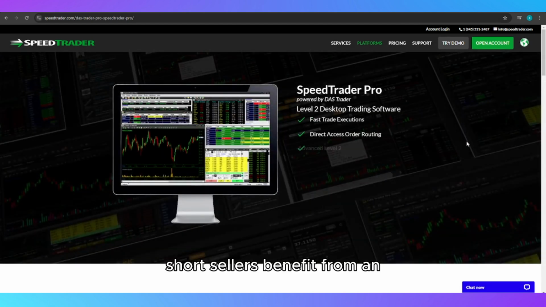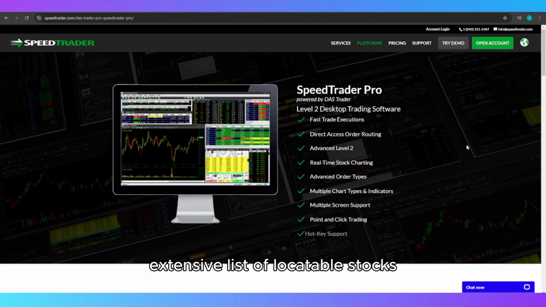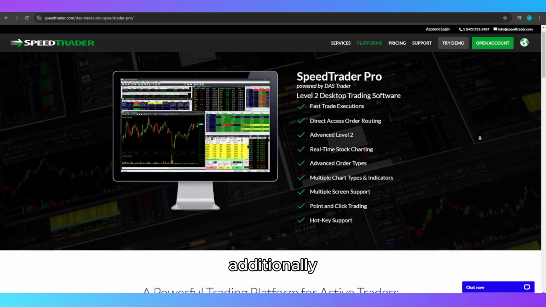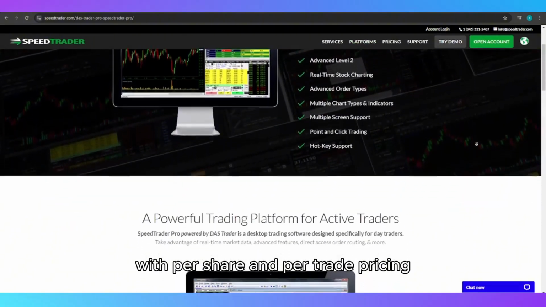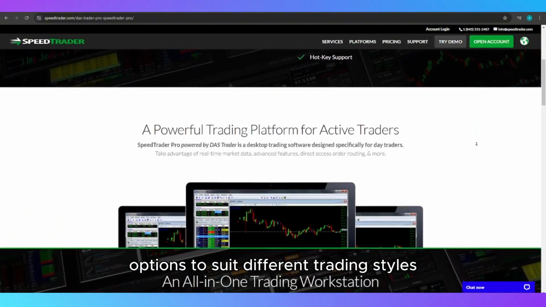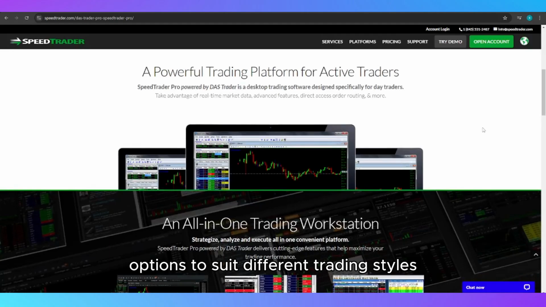Short sellers benefit from an extensive list of locatable stocks with real-time availability updates. Additionally, SpeedTrader offers competitive commission structures with per-share and per-trade pricing options to suit different trading styles.